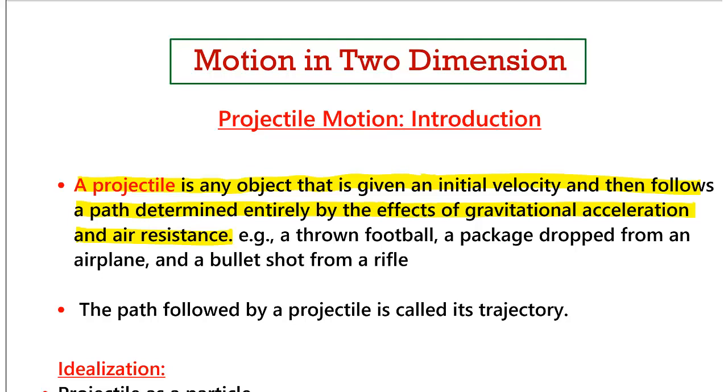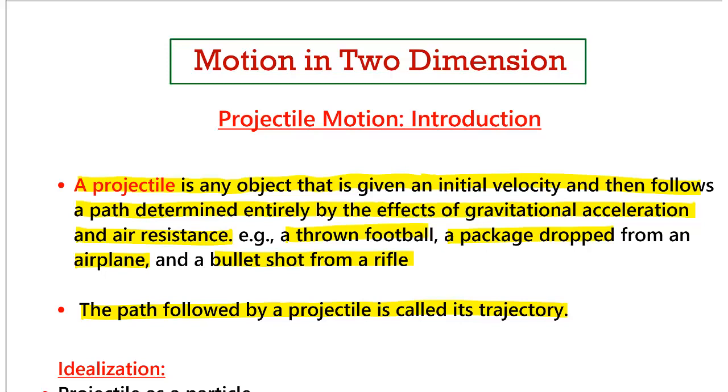So what are the examples of projectile? For example, you can throw a ball, you can throw a football, you can drop a packet from a roof, or you can drop a packet from an airplane, or you can shoot a bullet from a rifle. So these all are examples of projectiles, and the path followed by a projectile is called trajectory. If you throw a ball, it follows some path and finally it comes to the ground. Then this path is called trajectory.